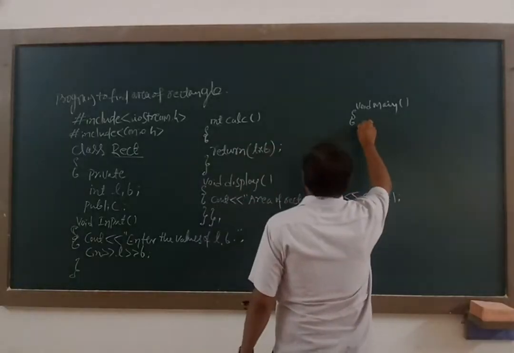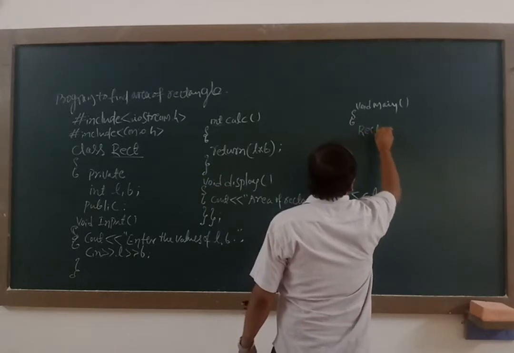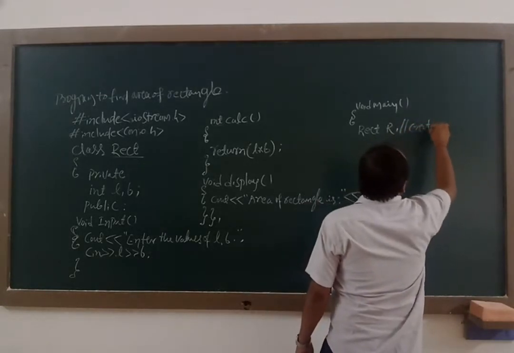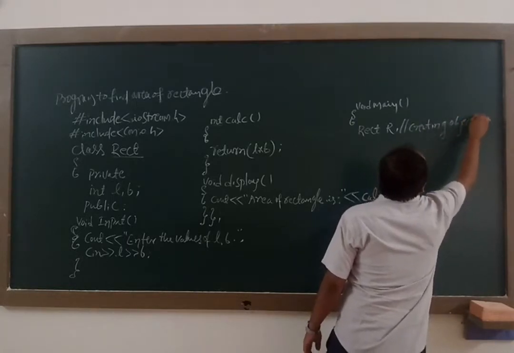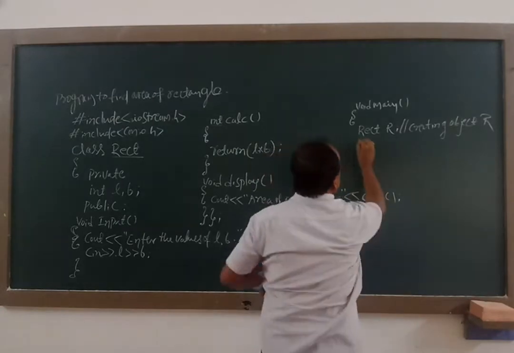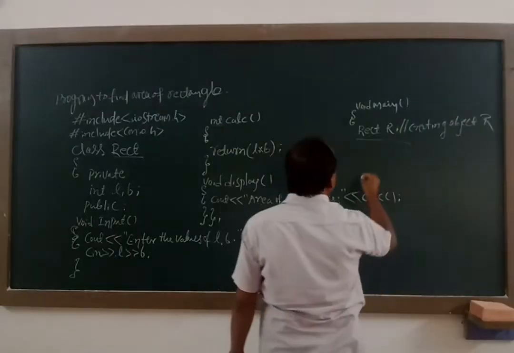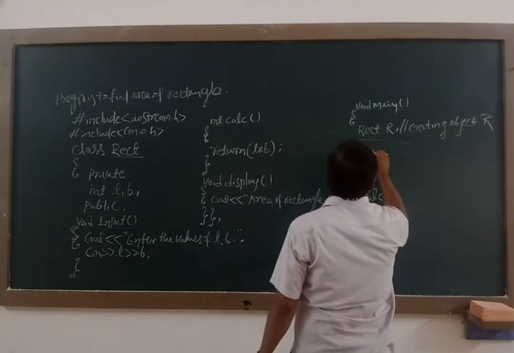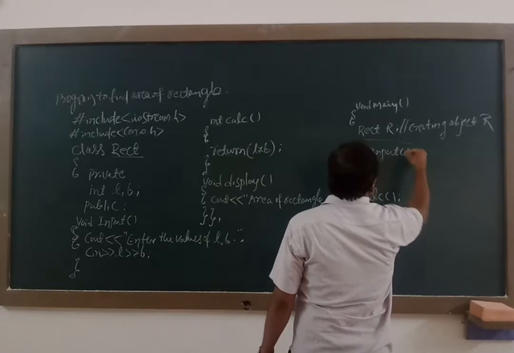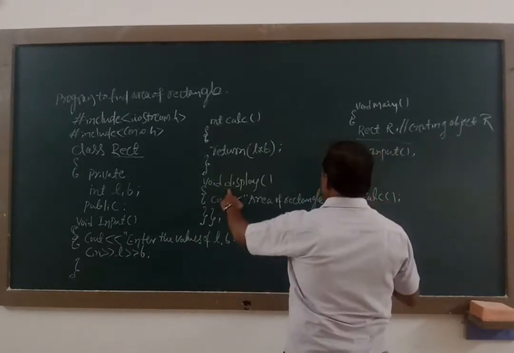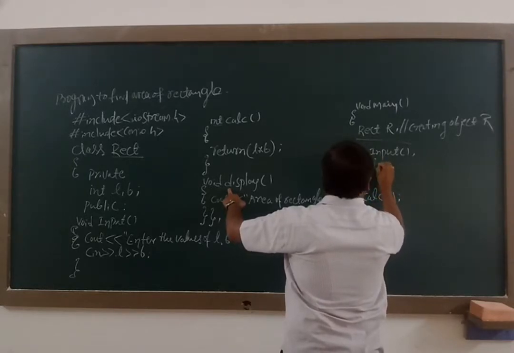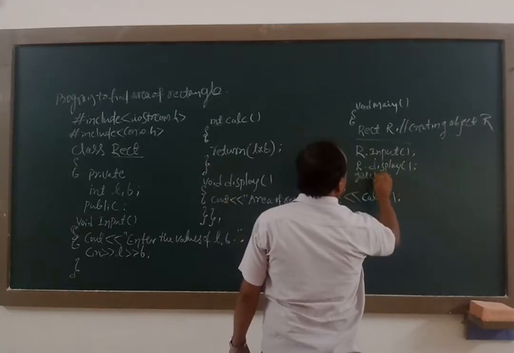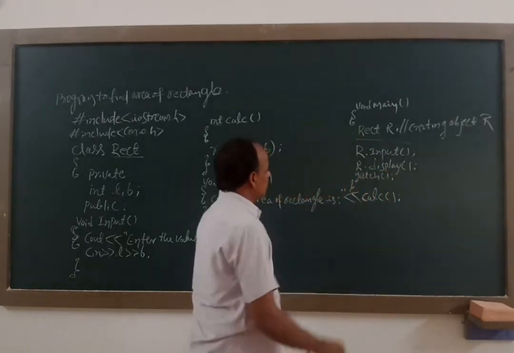Therefore, how to declare an object? Considering the class name, that is RECT space R, R is the name of the object. This is creating the object R, right? This statement declares the object. Next, with the help of this object R, I am going to call the input function, R dot input function. With the help of this object R, I am going to call the display function, R dot display function, right? Next, the closing of the main function.